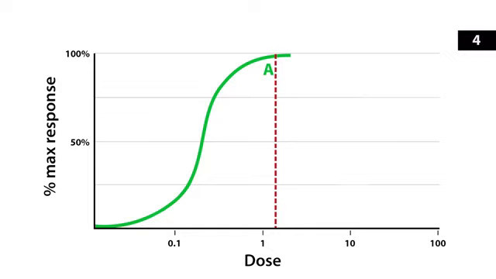I'm not going to go into detail about how exactly we calculate potency, but think back to our example of blood pressure drugs. It looks like we get the maximal effect at about 1 on this scale. Let's say that's 1 milligram, just as an example.